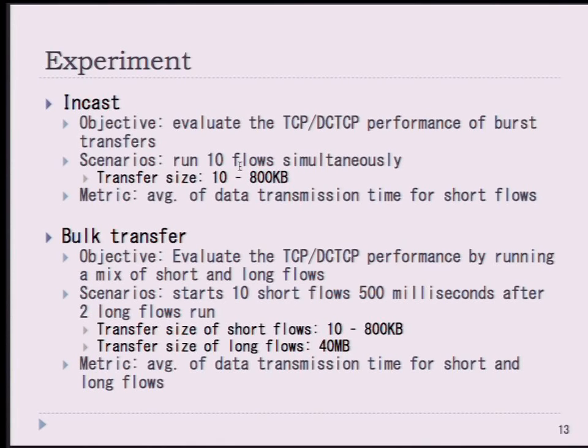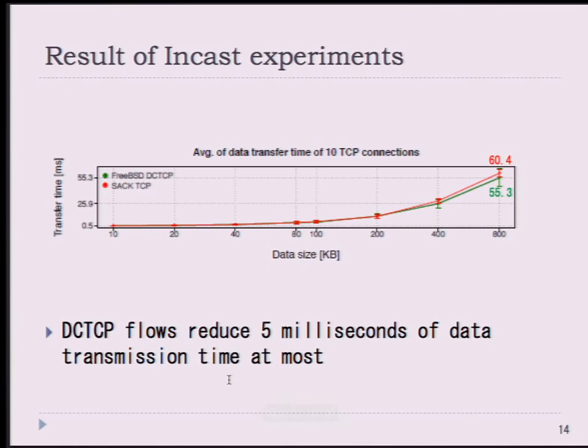Another scenario is bulk transfer. In this experiment, we evaluate the TCP or DCTCP performance by running a mix of short and long flows. In order to do this, we start 10 short flows 500 milliseconds after two long flows run. As in the incast scenario, we change the data size for short flows. And we set a static value for long flows, which corresponds to 40 megabytes. Then we measure the average data transmission time for short flows and long flows. So this is the result.